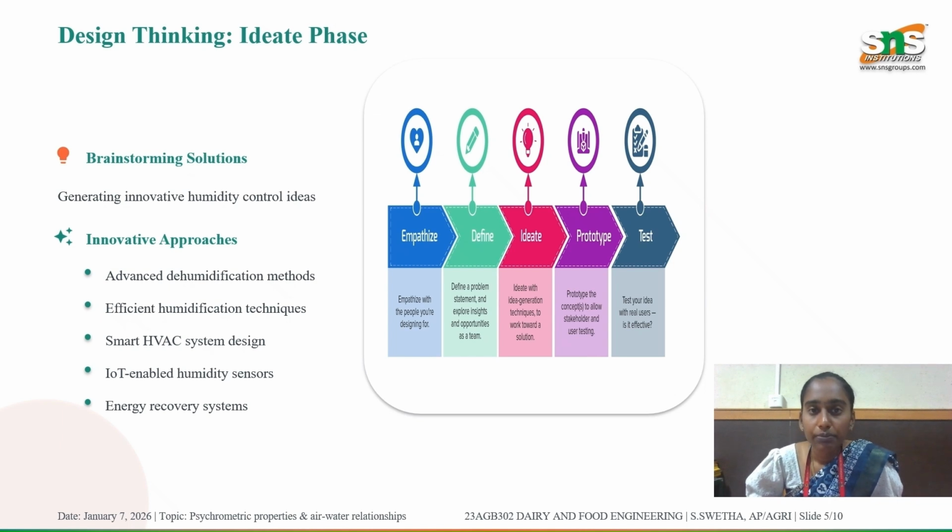And what are the innovative approaches here? I suggest advanced dehumidification methods, like air, water, vapor, humidity, etc. We can also implement some efficient humidification techniques, like dehumidification. We can also use some ventilators to let out the surrounding air, and smart HVAC system designs. We can install air conditioning, especially in storage rooms, where we can store bulk quantities of fruits and vegetables, in processing lines, and with IoT-enabled humidity sensors, and energy recovery systems.